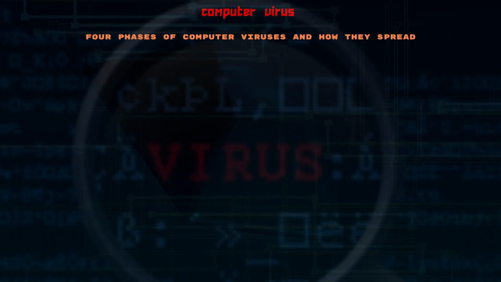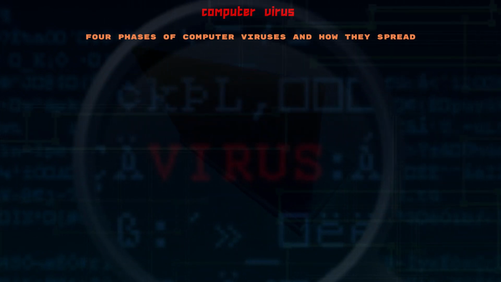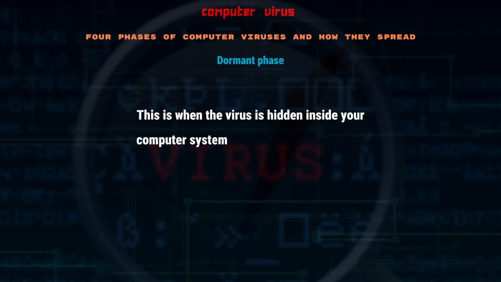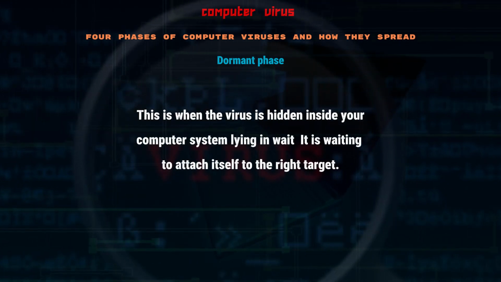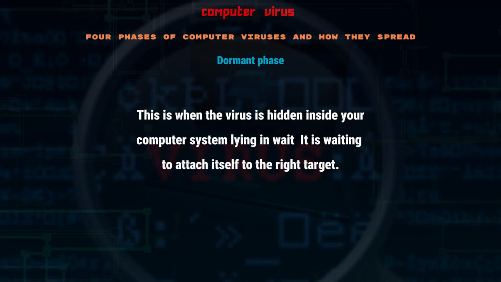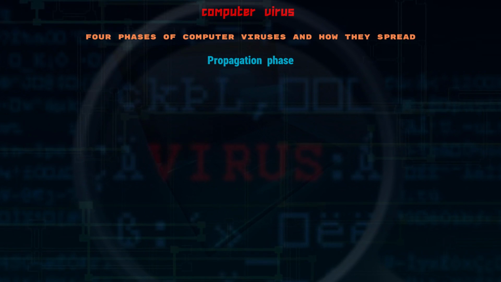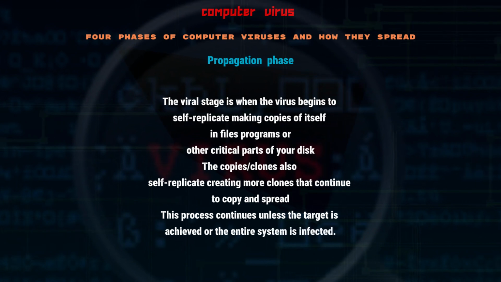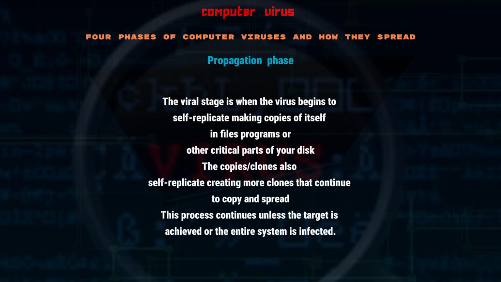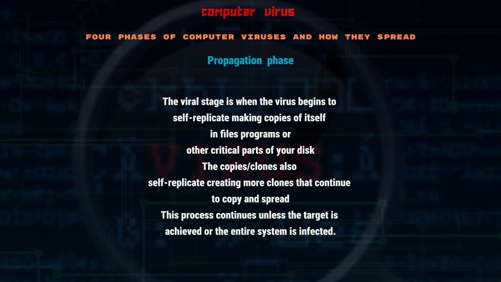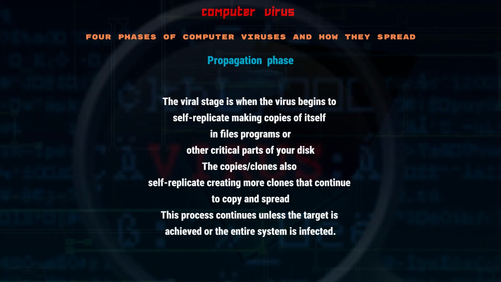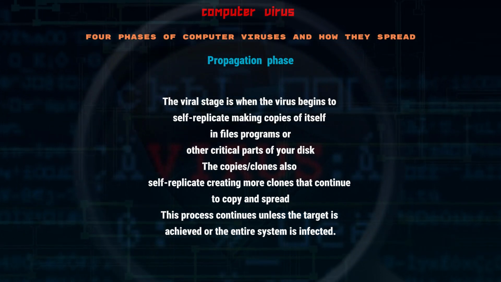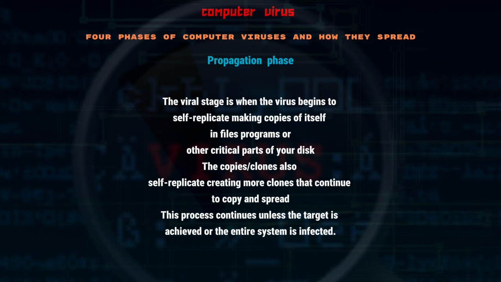Let's discuss the 4 phases of computer viruses and how they spread. Dormant phase. This is when the virus is hidden inside your computer system, lying in wait. It is waiting to attach itself to the right target. Propagation phase. The viral stage is when the virus begins to self-replicate, making copies of itself in files, programs, or other critical parts of your disk. The copies or clones also self-replicate, creating more clones that continue to copy and spread. This process continues unless the target is achieved or the entire system is infected.